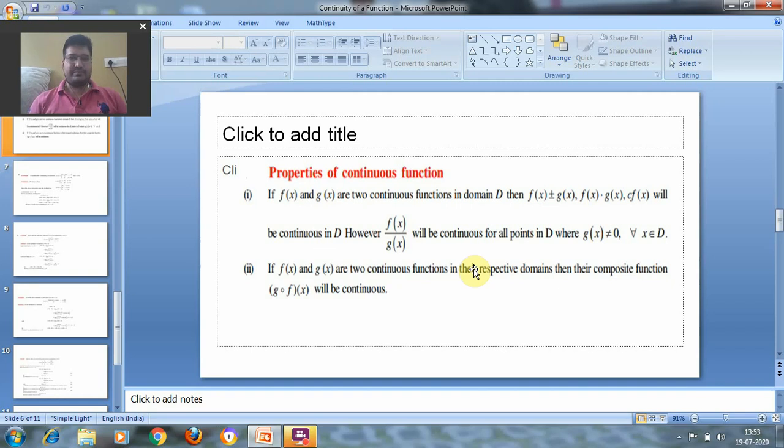Second property, if f(x) and g(x) are two continuous functions in their respective domains, then their composite functions (g o f)(x) and (f o g)(x) are also continuous in that domain.